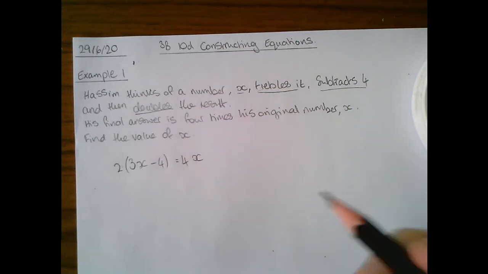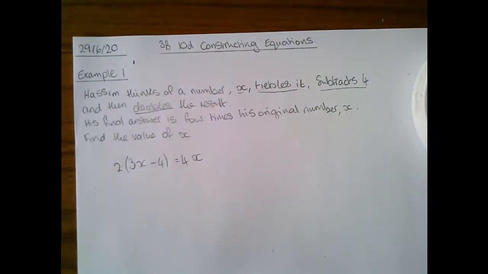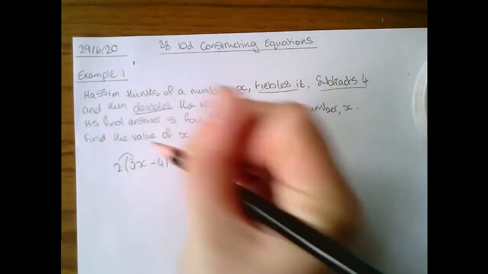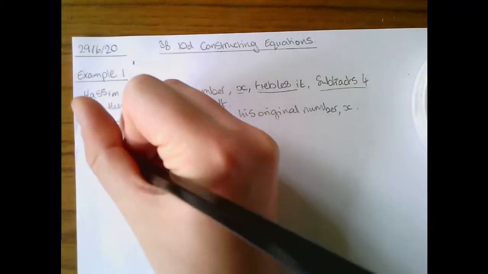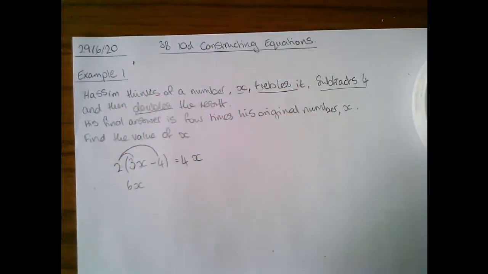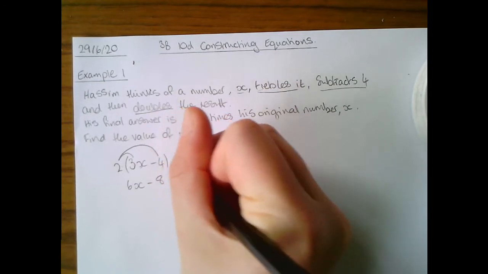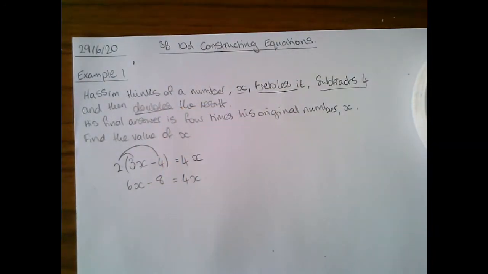To solve this, we should know that we have to start with multiplying out our brackets. We don't need to, there are other ways of doing it, and the textbook doesn't. The textbook does do it this way, sorry, so we'll do it the same way as the textbook. So multiply out our brackets. We have 2 times 3x, that's 6x. 2 times -4 is -8. So 6x subtract 8, and nothing has happened to 4x just yet.